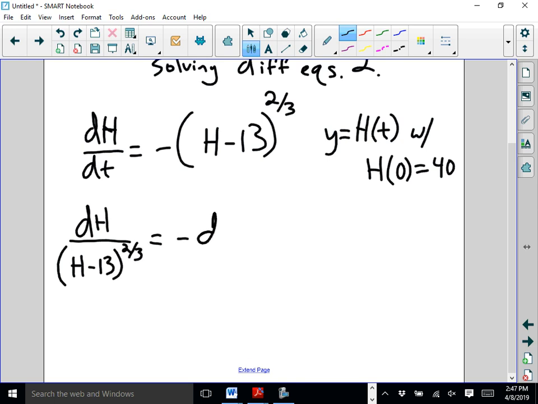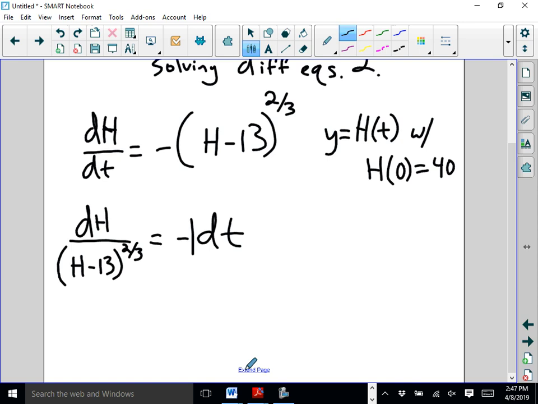I end up with negative dt. If it helps you, think about that as a number, -1 dt. We can always say that's the same as -1 times dt. Okay, so after we separate, then we integrate. Now again, because of that 2/3 power, this is not a natural log problem. This is going to be a bump and divide problem. We're just going to take that h minus 13, because it's going backwards, if we were doing the derivative, there's not going to be a chain rule component because this will just be times 1. We're just going to think of that h minus 13 in there to solve this antiderivative.